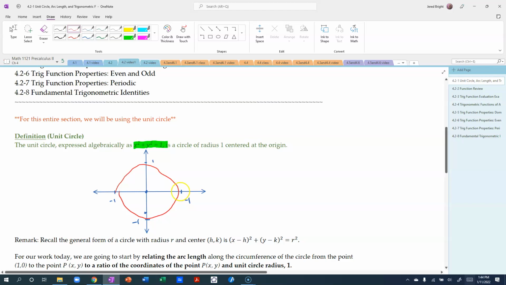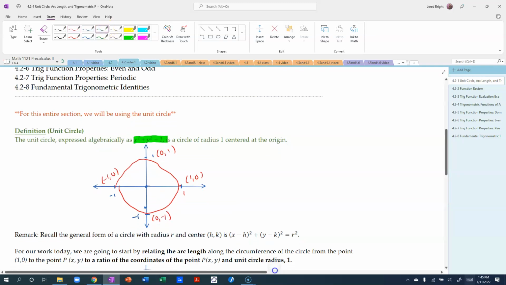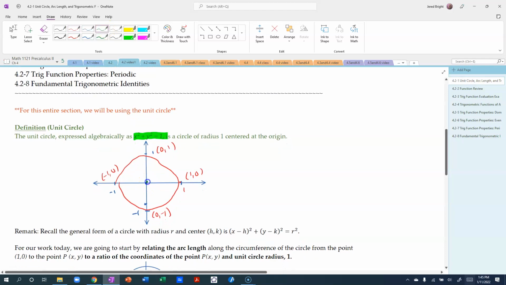So these 4 points are always on the unit circle. We have (1, 0), (0, 1), (-1, 0), and (0, -1). Those are all points on the unit circle. And if we look at the distance from the origin to any given place on the edge of the circle, also known as the circumference, that distance we call the radius, and that's just going to be 1.